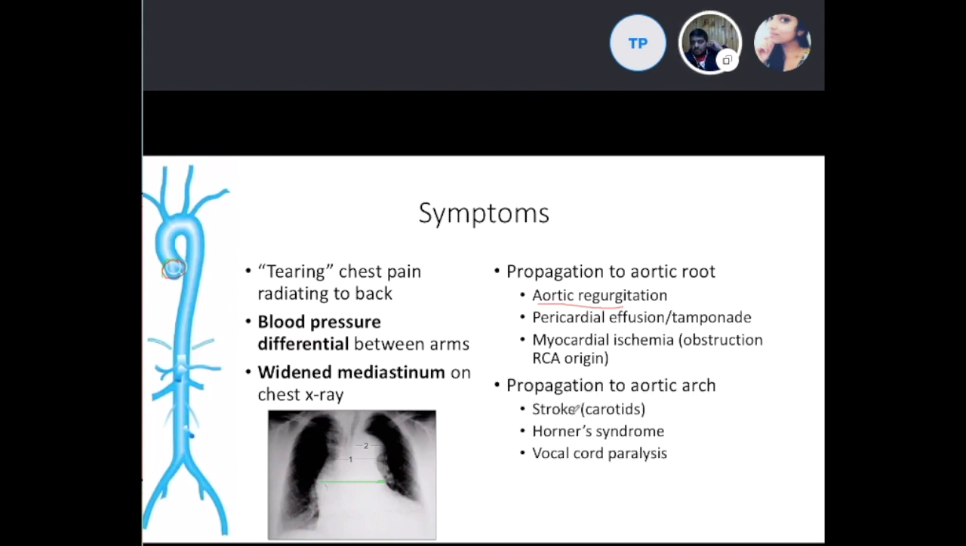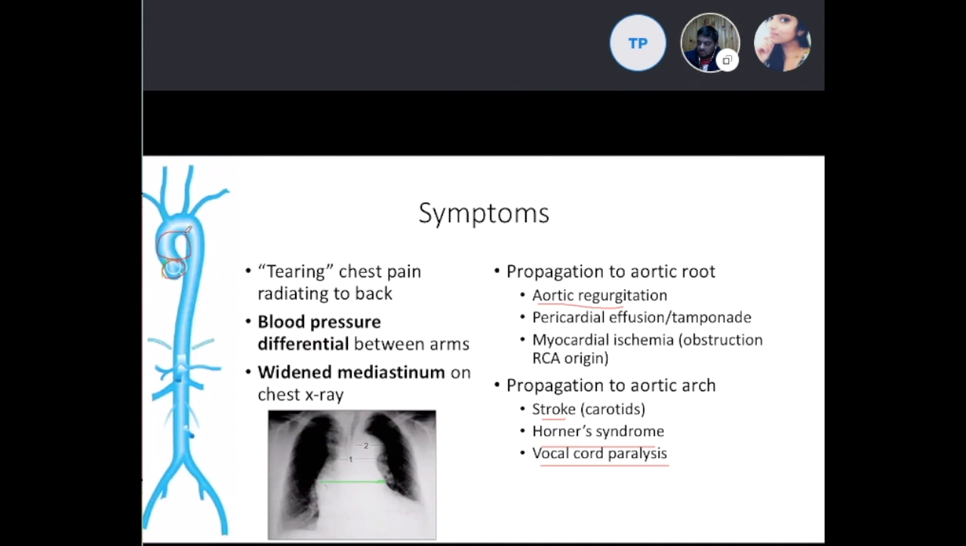Propagation of the aortic arch can lead to stroke and Horner syndrome, because it's affecting the sympathetic nervous system. And then you can get vocal cord paralysis, and that is because the recurrent laryngeal nerve is affected. The recurrent laryngeal nerve is a branch of the vagus nerve, and it supplies the larynx and the voice box. So when you see a compression, it's going to be in aortic dissection or in a massive left atrial enlargement, because the left atrium sits right around here. Sorry, I kind of got wider than I wanted to.